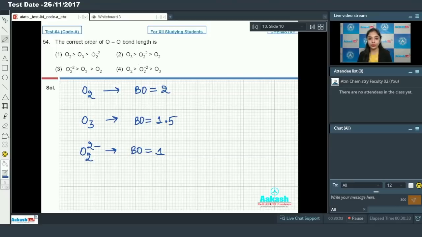So higher the bond order, lesser will be the bond length. The bond order is inversely proportional to bond length. So the highest bond length will be of O2 2 negative, followed by O3 and followed by O2. So option number 3 is the correct answer.